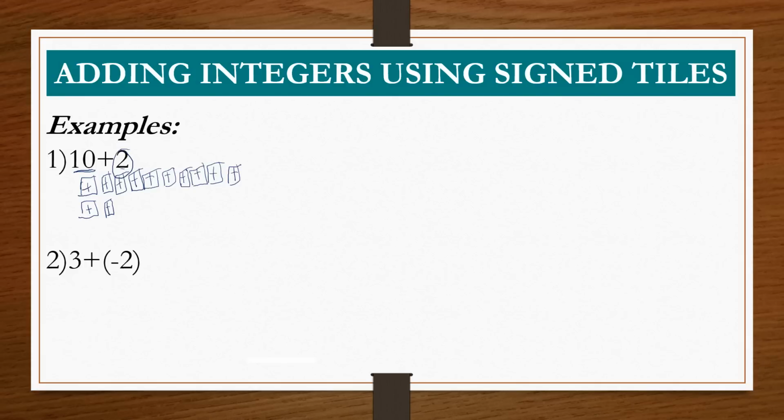Now, if that is the case, simply add all of the tiles with the positive sign. So we have 1, 2, 3, 4, 5, 6, 7, 8, 9, 10, 11, and 12. So the answer here is 12, and since all of the tiles are positive, it is positive 12. And when the sign is positive, we don't have to write it before the number. So simply 12 or positive 12 is the answer in number 1.